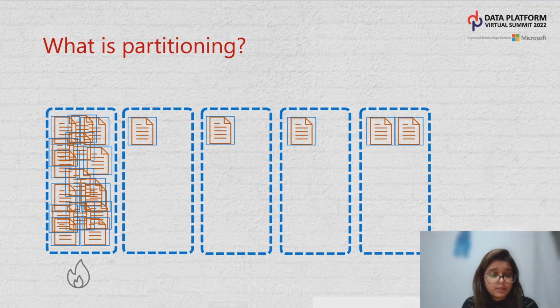In this example, we have a hot logical partition where lots of data is in one partition and the rest of the logical partitions are completely free. When that happens, you can basically surpass the limit of 20 GB for one logical partition, and you have more compute and storage restrictions on one logical partition.